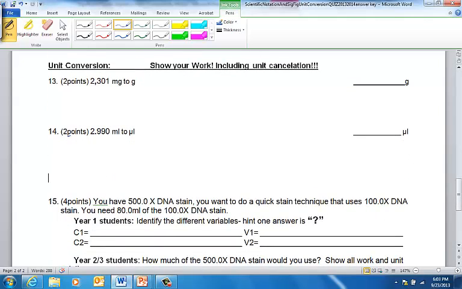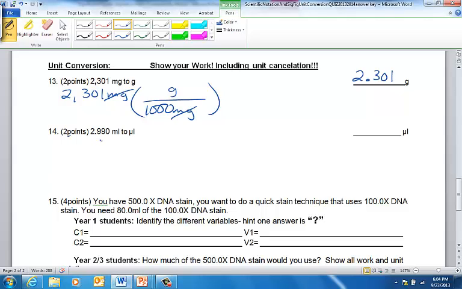Okay, now unit conversion. We want to take 2,301 milligrams and convert that into grams. So 2,301 milligrams. And then the question is, how many milligrams are there in a gram? There are 1,000 milligrams in a gram. Milligrams cancel out, grams are left behind, divide by 1,000, and our answer is 2.301 grams.